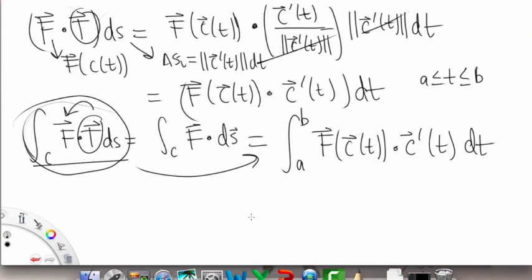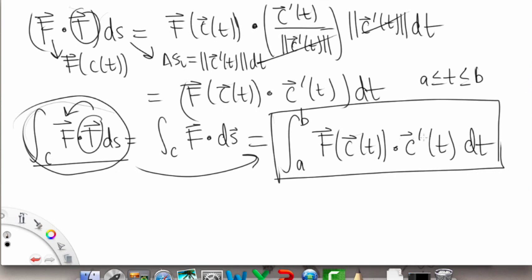So this is the main thing about vector line integrals, so keep that in mind. This is for vector line integrals, right? The other one was scalar. So that's that, and then I'll expand a little bit on the next slide.